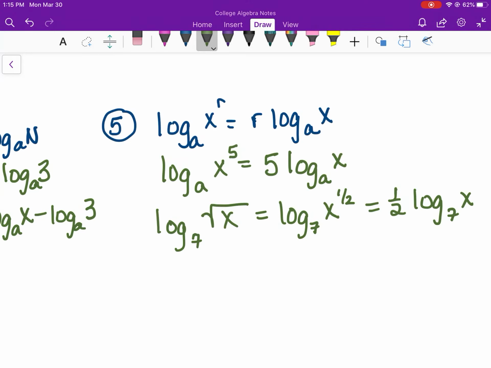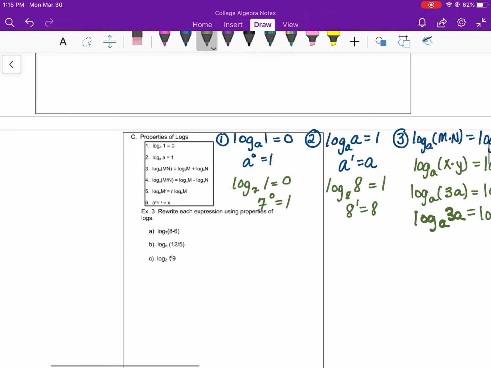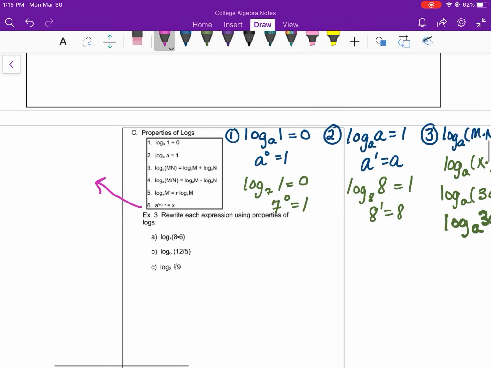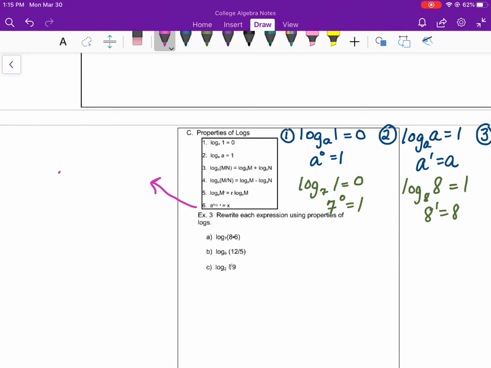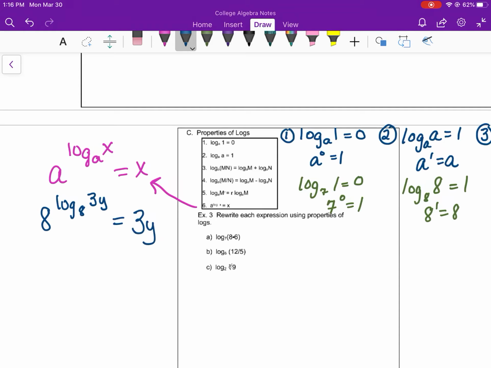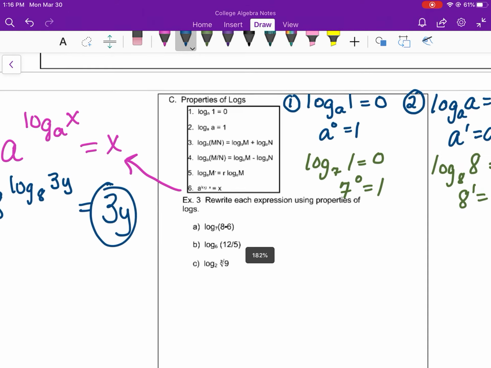There you go. The sixth rule is one that I don't use very often, but you will see it in your homework. So it says a to the log base a of x equals x. So for example, if I had something like 8 to the log base 8 of 3y, that's just going to equal 3y. I don't use that one very often.